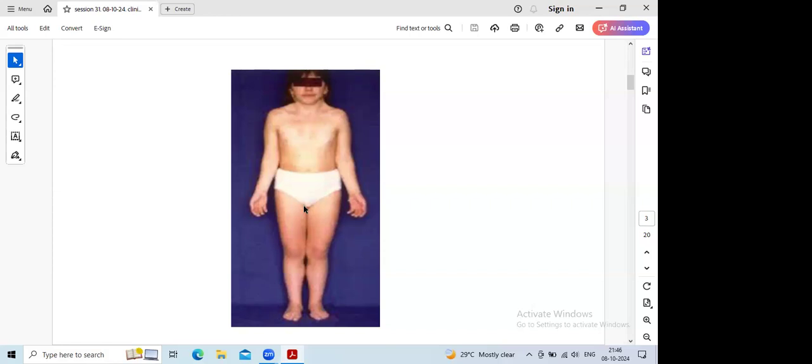Considering your differential of coarctation of aorta, what are the complications you're expecting in this case? She has a scar, probably from a surgery for it. So what are the complications you're expecting? Complications: short stature, cardiac complications, coarctation of aorta.